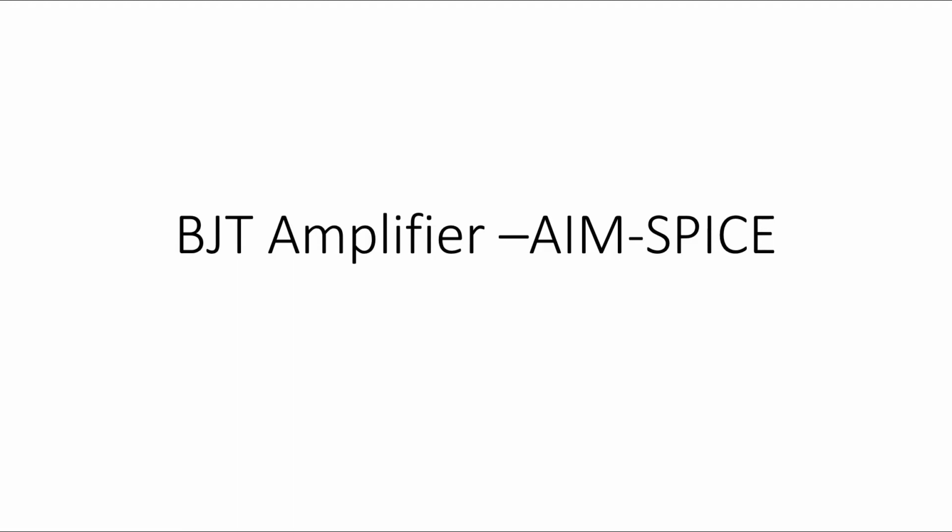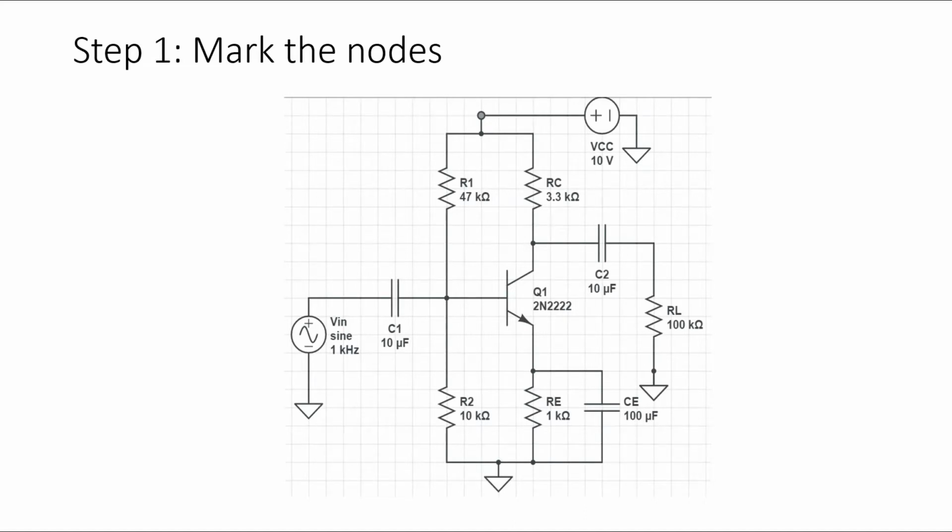Hello everyone. With this video, I will tell you how to implement the BJT amplifier using AM Spice. The first step is to mark all the nodes. By default, ground is node 0. Remaining nodes, you can mark as per your sequence. So I have marked it over here as per my sequence.